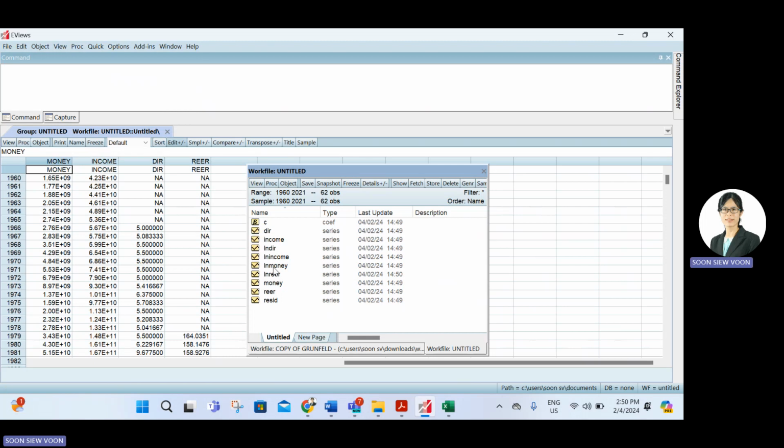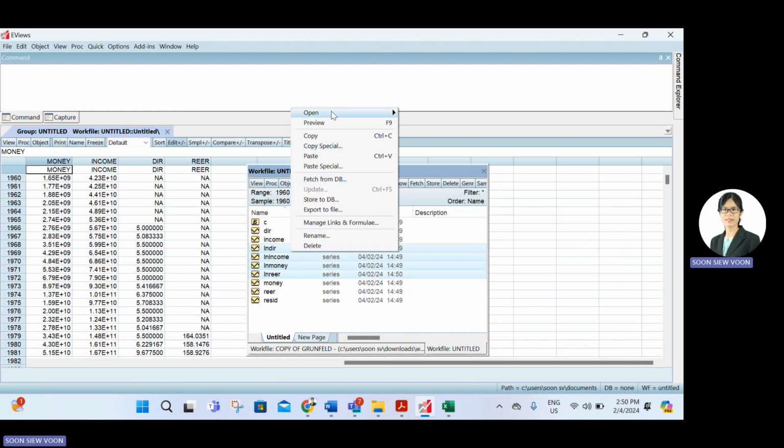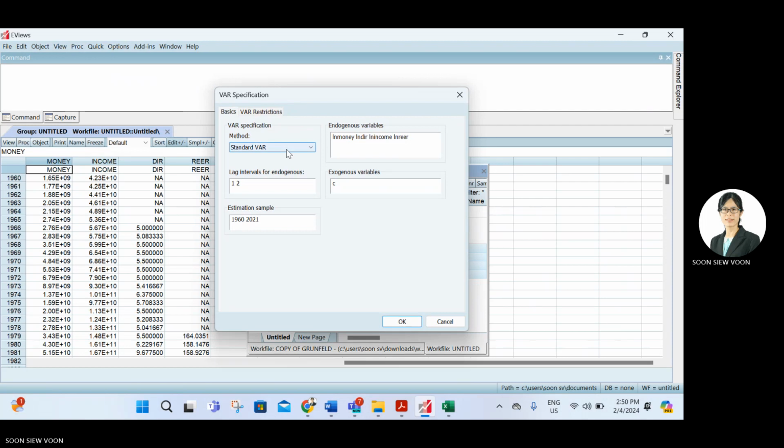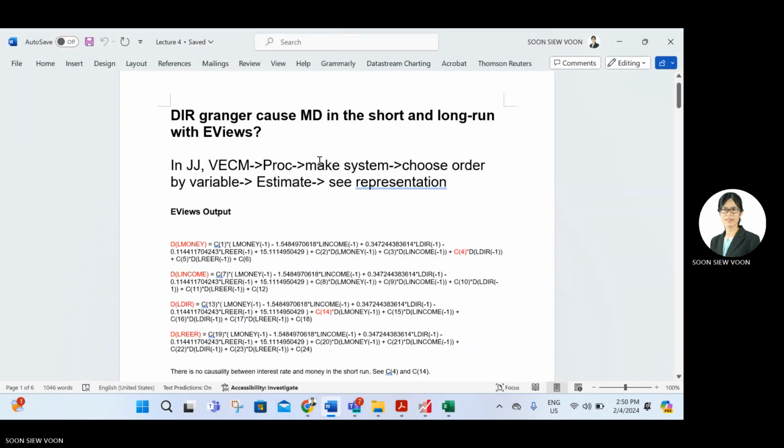Now I click on LN money, LN interest rate, LN income, and LN RER, and open them as a VAR form. Then in terms of the method, I will click on the VECM.